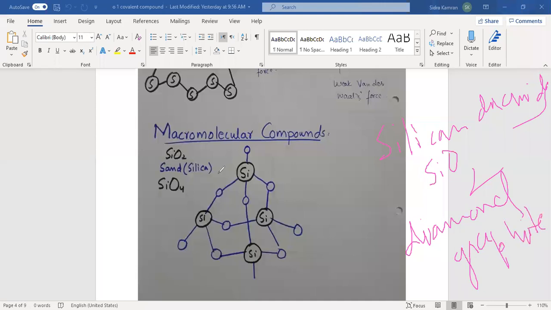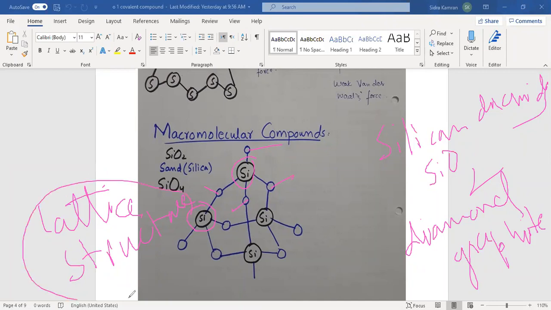In the structure of silicon dioxide, one silicon atom is attached to four oxygen atoms. In the same manner, another silicon atom will attach to four other oxygen atoms. In this way, a lattice structure is formed. As we studied in ionic compounds, compact lattices are formed. In the same way, when there is a compact structure of macromolecular covalent compounds, they make a lattice structure, where there is a regular arrangement in a compact way.